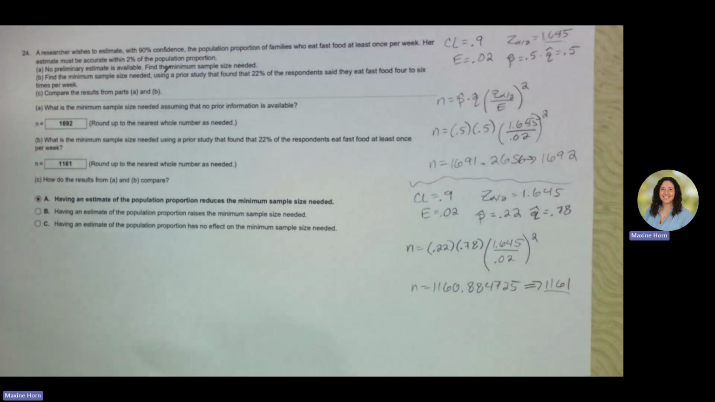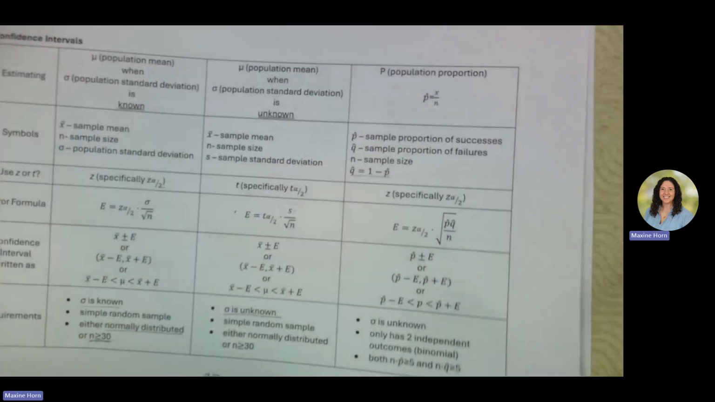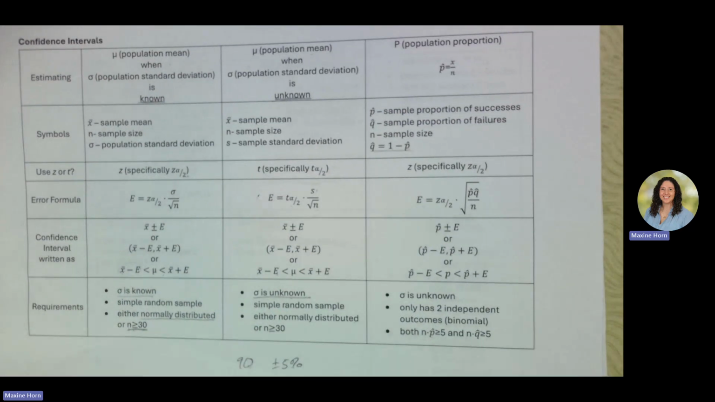So again, they're having you compare them. Having an estimate of the population proportion reduces the minimum sample size needed. Okay, so I hope what you've taken away from this is that there are certain instances where using your calculator is going to be faster. And then there are some instances where using the tables in the book will be faster. I will be providing this sheet here as a PDF in the email that I send out.